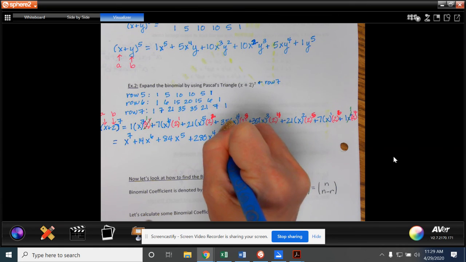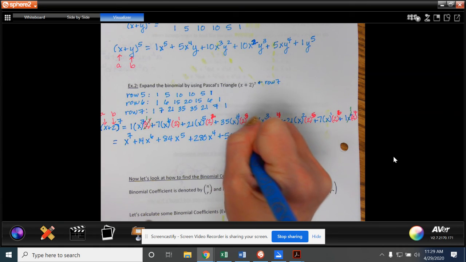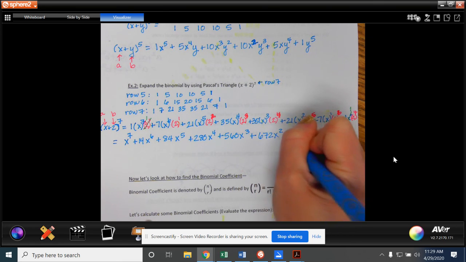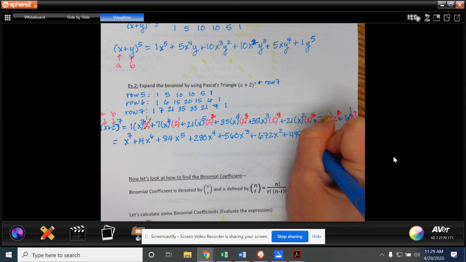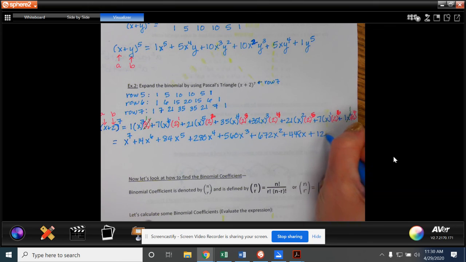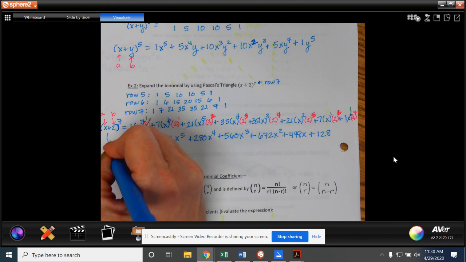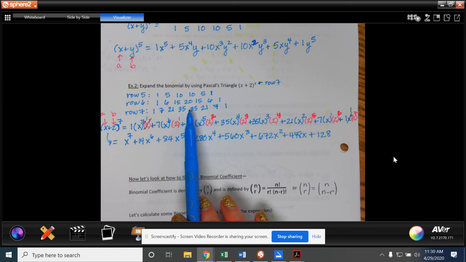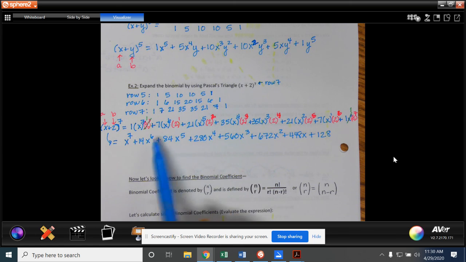And continue on, multiply that out, and here's the rest of it. 672 x to the 2nd plus 448x plus this last one is 2 to the 7th times 1 times 1. There are no variables. So I have a constant number of 128, and that's what this item equals. Notice that they are not going to look like the Pascal's triangle where it goes up and it comes down. It's all based on what the value of A and B are. So I hope that helps.